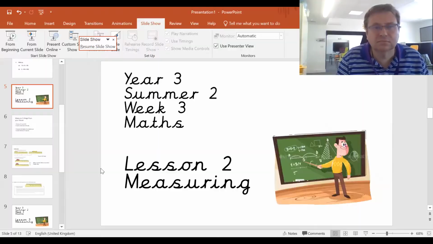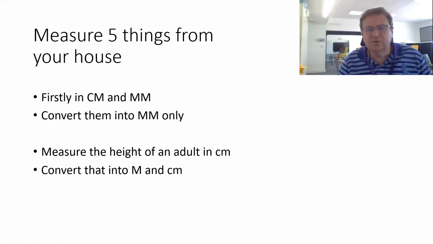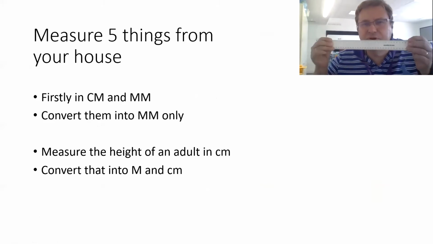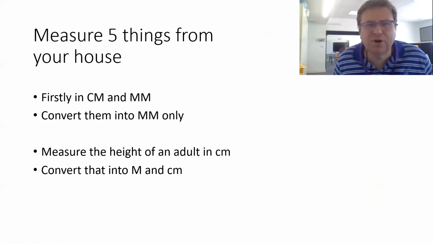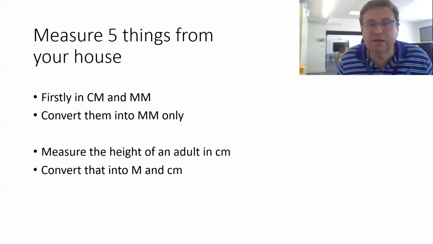And your first task of the day is to measure 5 things from your house. So get yourself a ruler like this and measure 5 things from your house, firstly in centimetres, then in millimetres, and then convert them into millimetres only. So firstly in centimetres and millimetres, and then convert them into millimetres only.